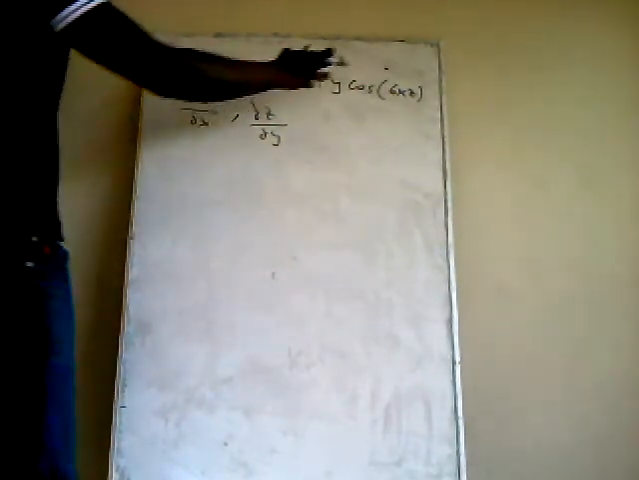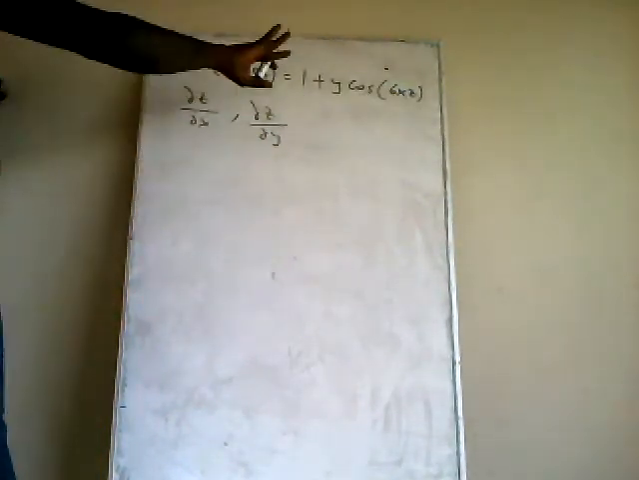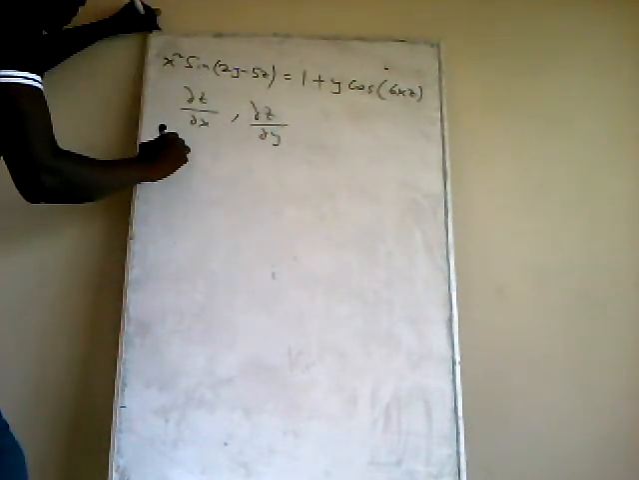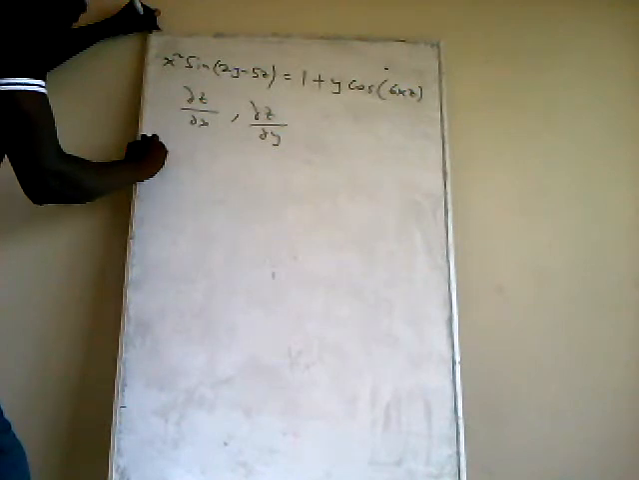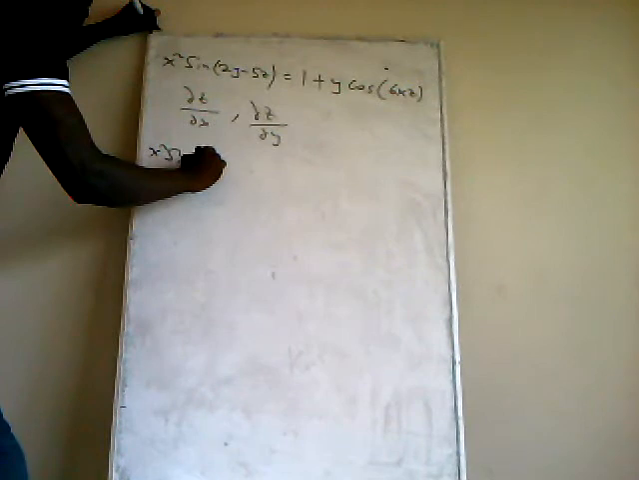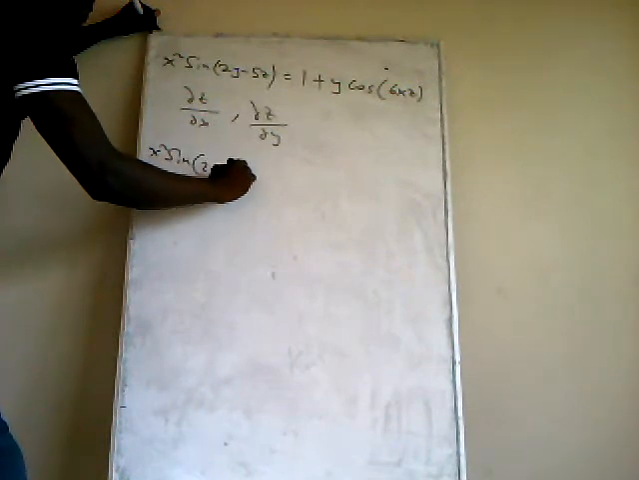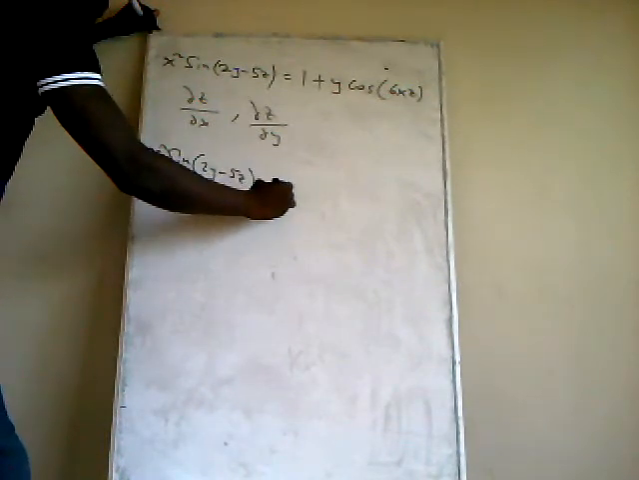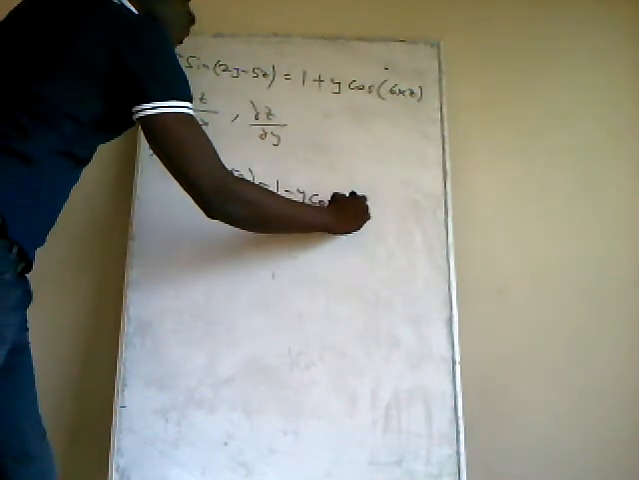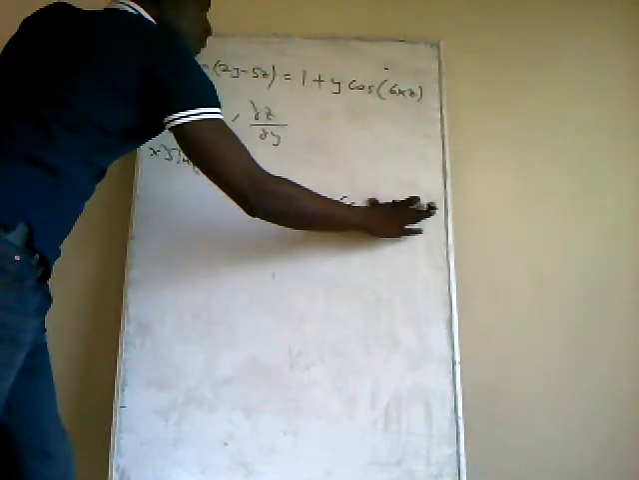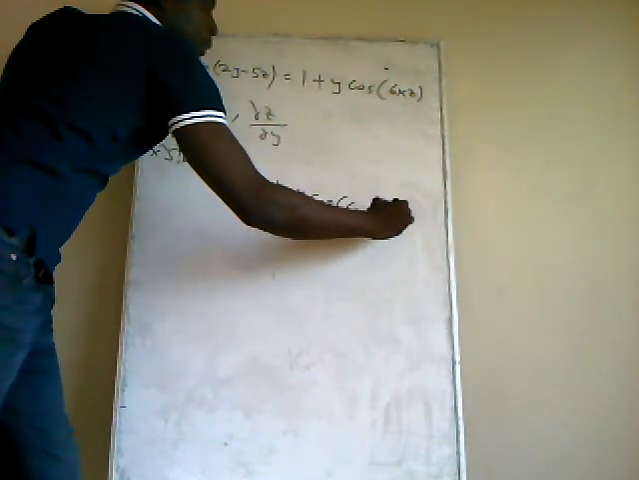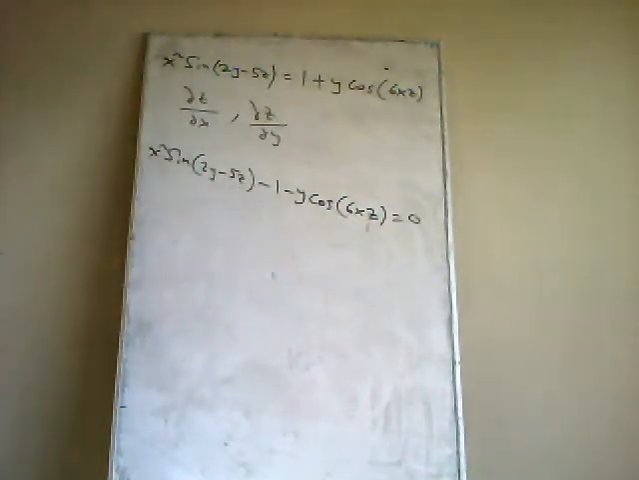Before we start, we must throw everything to the right hand side so that we equate to 0. By doing that, I have x squared sine 2y minus 5z minus 1 minus y cos 6xz is equal to 0.